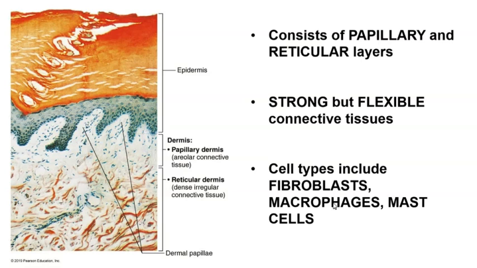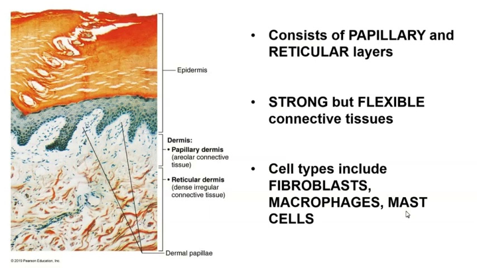We have macrophages, which function to engulf and destroy debris, foreign microorganisms, and other pathogens that happen to get through the epidermis and down to the dermis. So we have macrophages that patrol the dermis. And we also have a cell type called a mast cell. Mast cells are typically associated with blood vessels within the dermis.